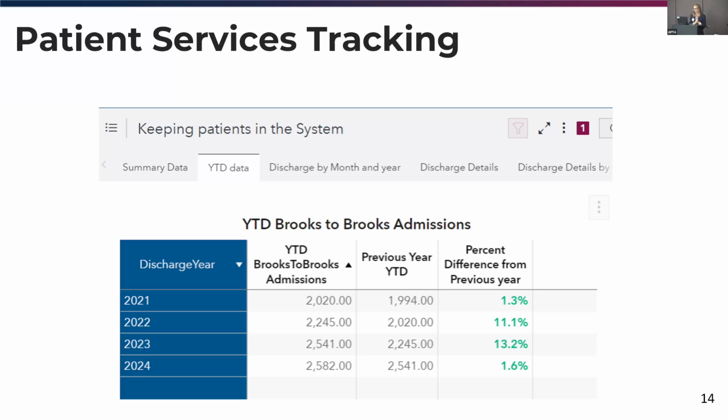So this dashboard here, like I said, is just a screenshot, but really this is for our executive team to see our increase in Brooks to Brooks transitions year over year. And within this dashboard, we also have a way for them to drill down to look at both the clinic level as well as the patient population level, to really identify areas where we may want to educate staff or change our referral processes to try to keep patients within our system.